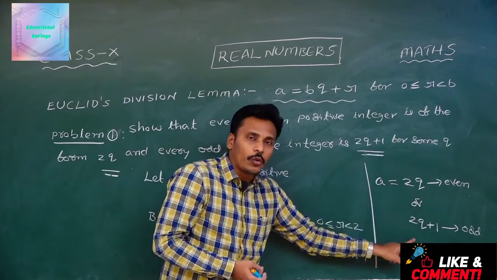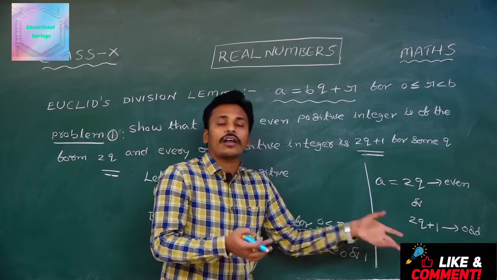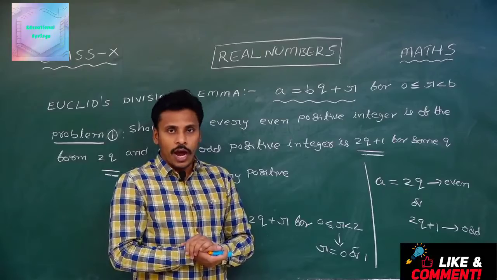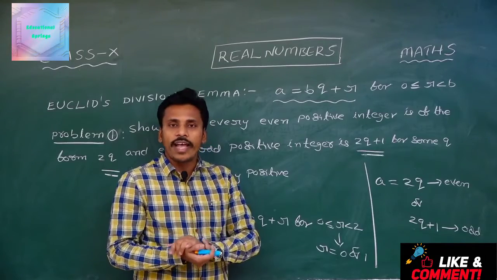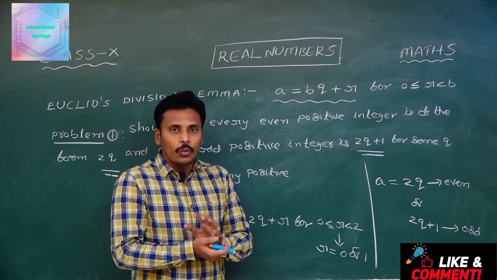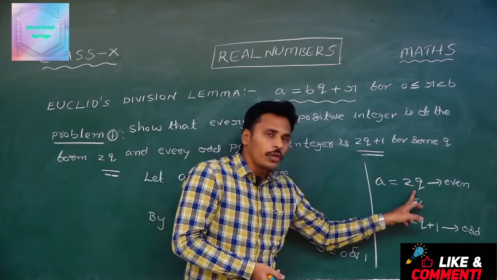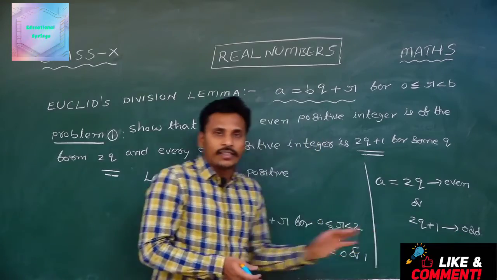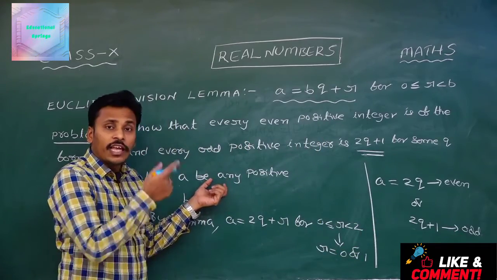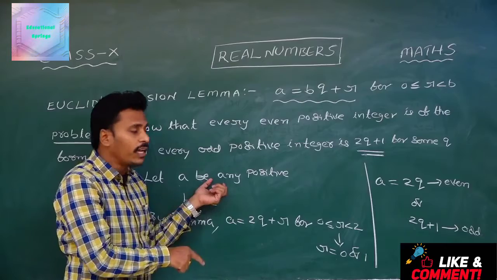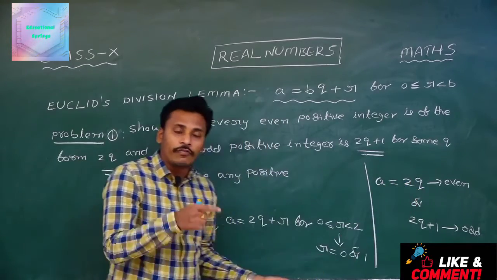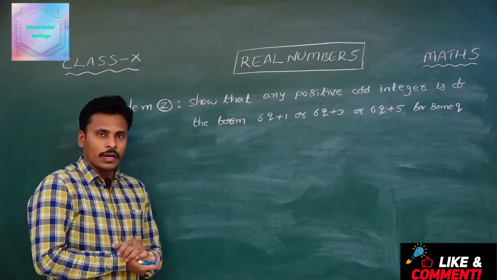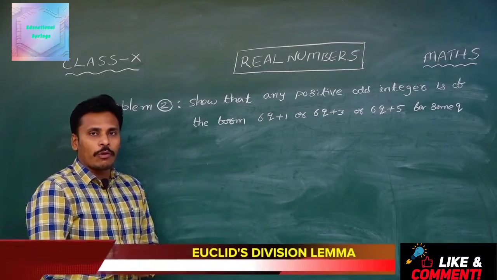Now we need to decide which is even and which is odd. Already we learnt in our previous classes that an even number is a multiple of 2 and an odd number leaves 1 as remainder if it is divided by 2. With that general idea, this 2q is an even number and this 2q plus 1 is an odd number. So at the end, I took a positive integer. If it is even, then its representation is 2q, and if it is odd, its representation is 2q plus 1. Look at the board, the second problem of today's class.